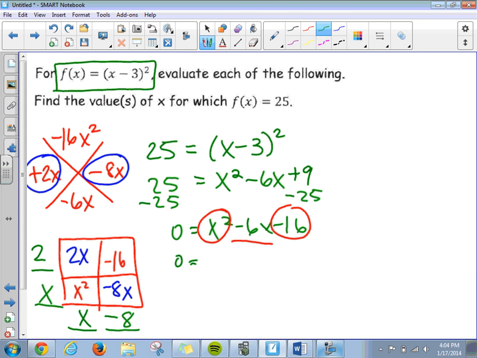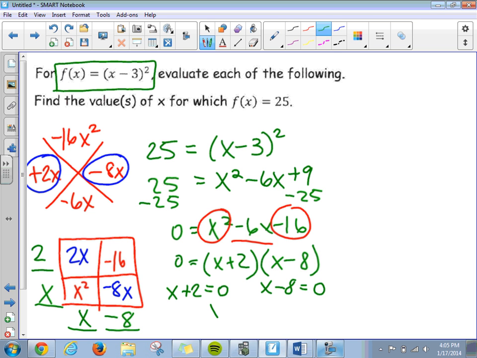And so when I put that together, I've got the quantity x plus 2 times the quantity x minus 8. And if this is set to 0, we're just going to set those two things to 0. And so we will find that x can either be negative 2 or a positive 8.